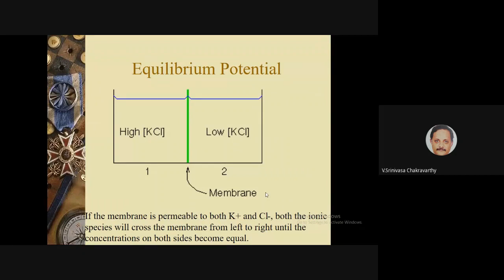Now if you just leave it alone for some time, there is a concentration gradient from left to right. So KCl will flow from the high concentration compartment 1 to the low concentration compartment 2. This will go on until the two concentrations become equal. After that, nothing happens. So there is nothing much interesting going on.